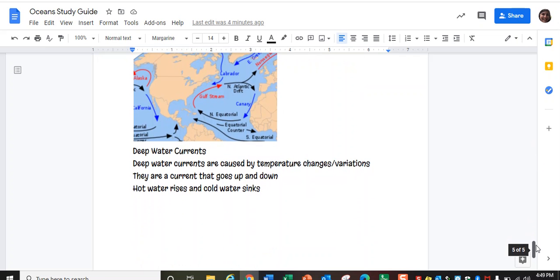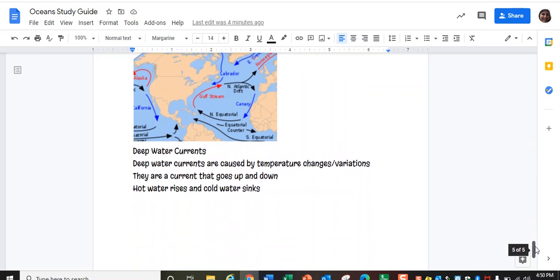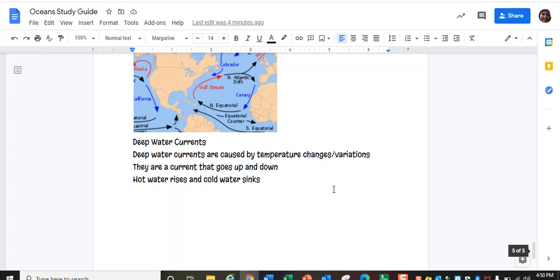Then we have our deep water currents. So the surface current is like a swirl. The deep water current is like an up and down. And that's caused by the temperature changes. So this one was when we had the red water and the blue water. And the red water was hot and the blue water was cold.